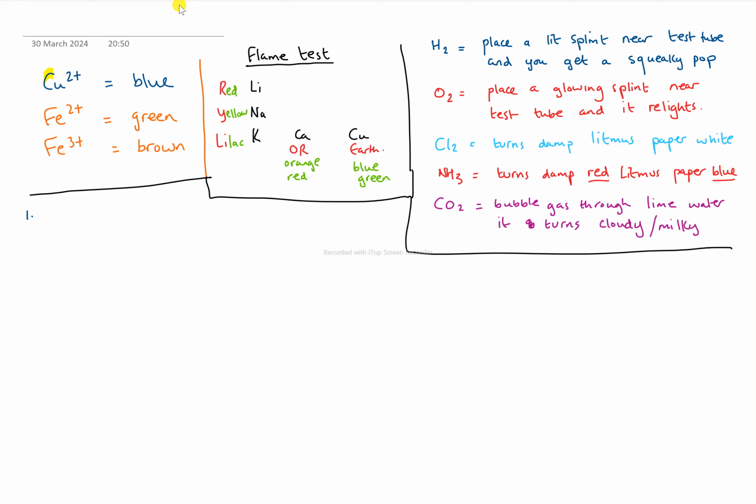Right, there's 3 main acids, and then I'm going to add 2 more for the higher. So you've got nitric acid, HNO3, sulfuric acid, H2SO4, hydrochloric acid, HCl.